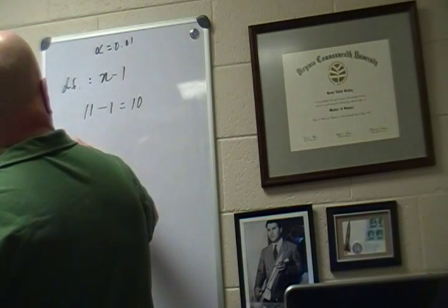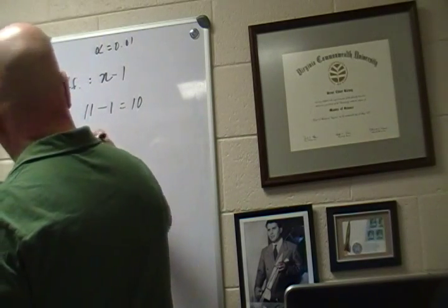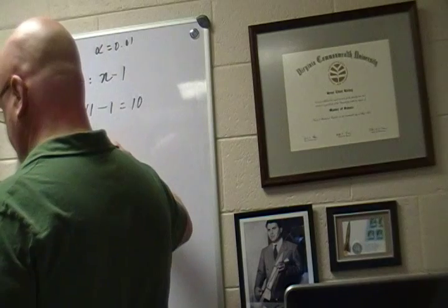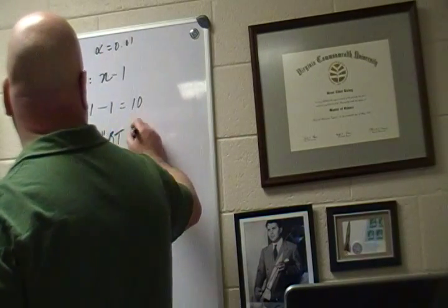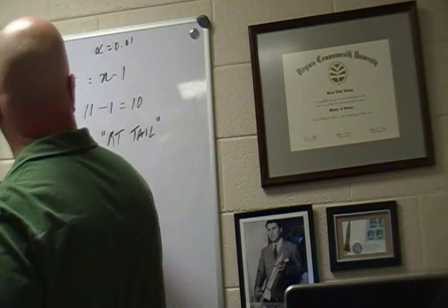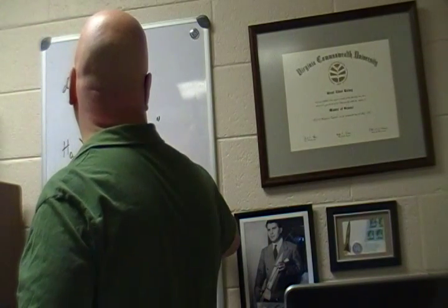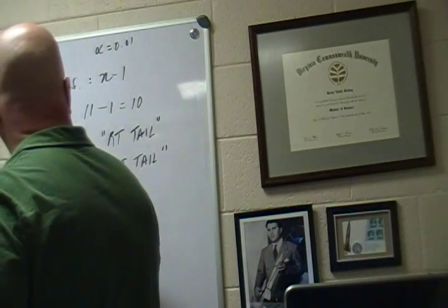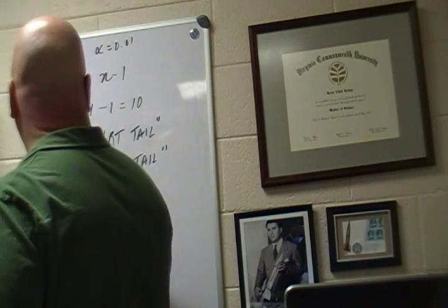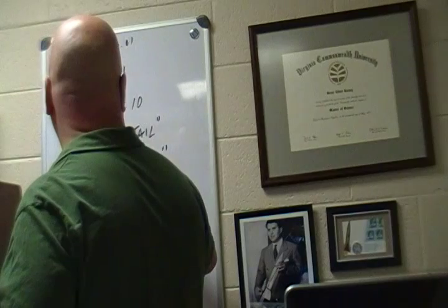Let me get our little table here. Well, wait a minute before we do that. What kind of test is this? If your alternative hypothesis is greater than, that means you have a right tail test. If your alternative hypothesis is less than, you have a left tail test. If your alternative hypothesis is not equal to, then you have a two-tail test, both left and right.